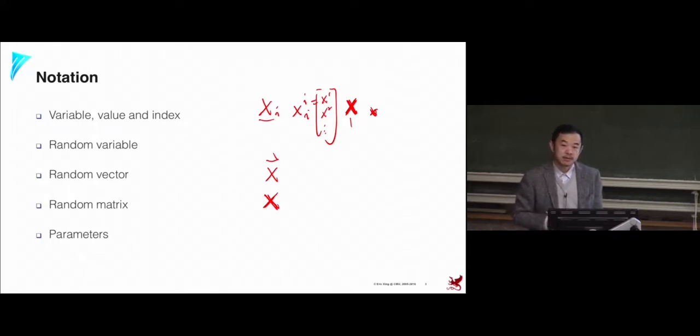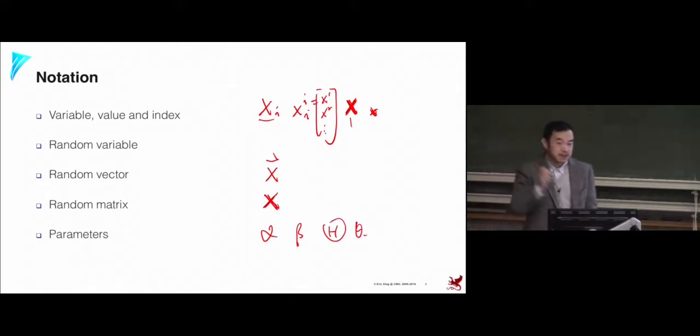Parameters. We're going to deal with parameters very often. We use, instead of Roman characters, the Greek characters, alpha, beta, or in their capital form, say theta, like this or this. So that's roughly our notation. You will see more when we actually get into the deeper presentations.